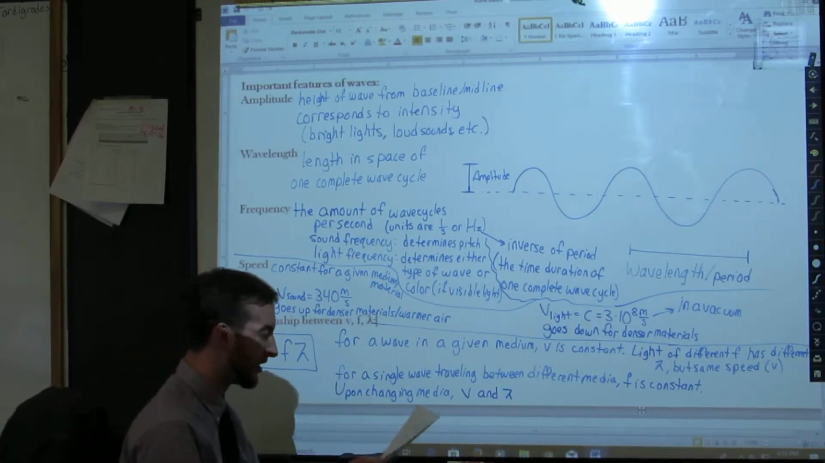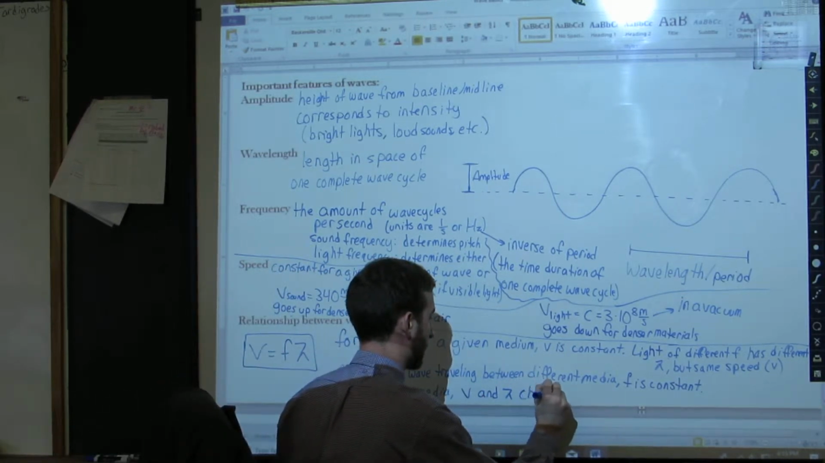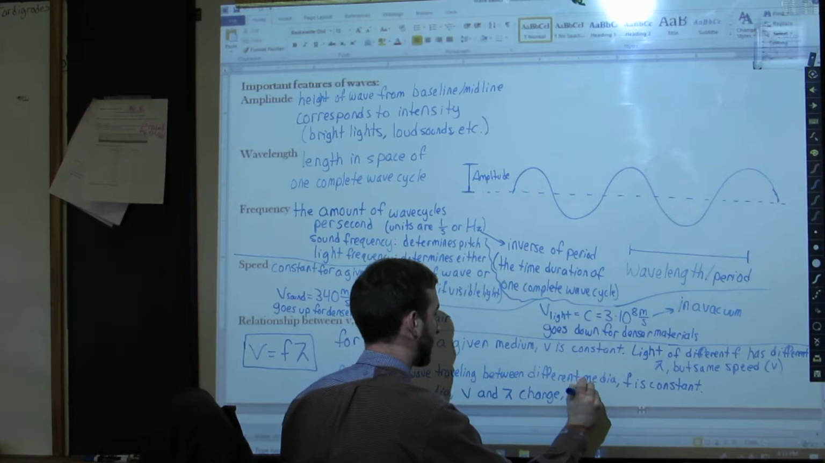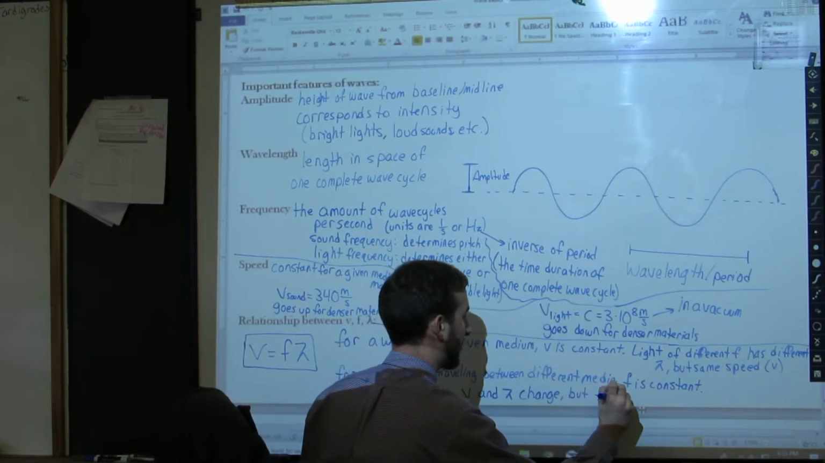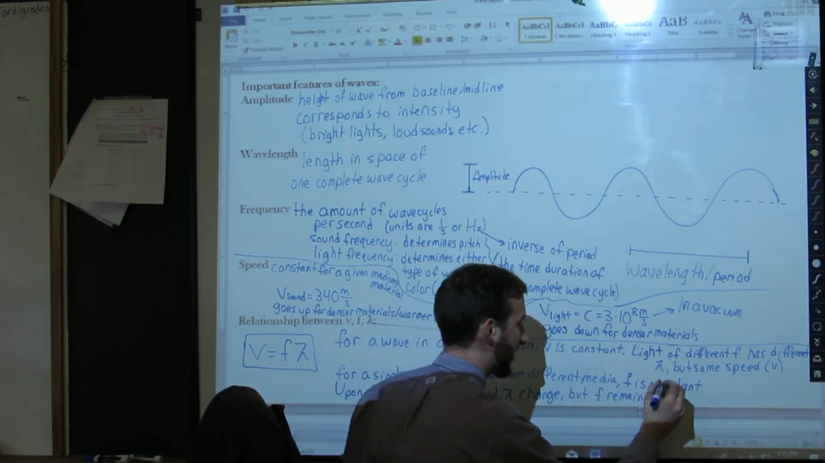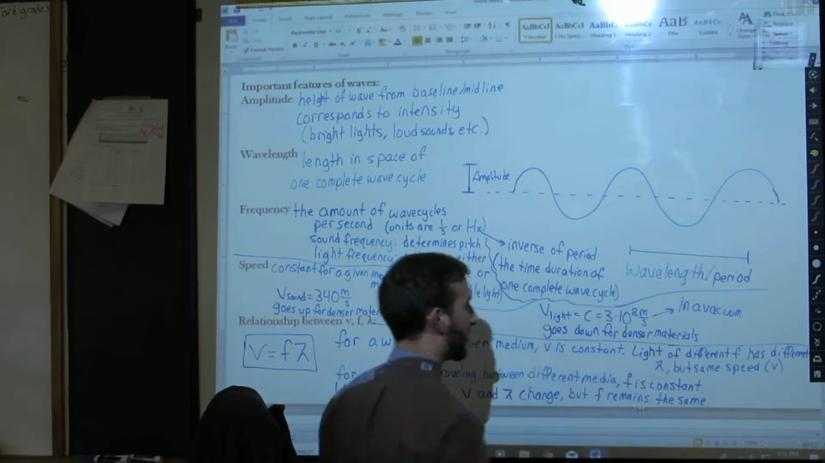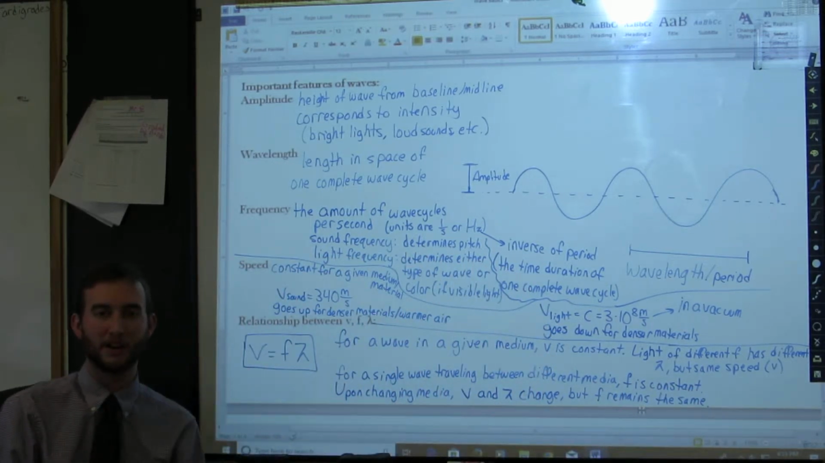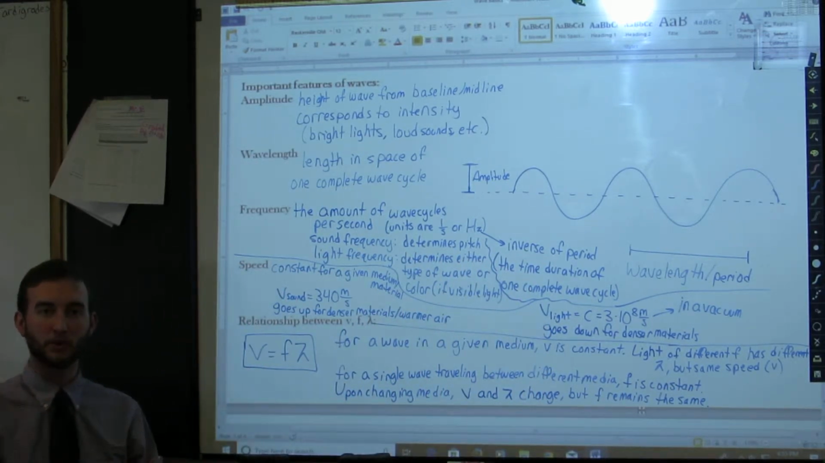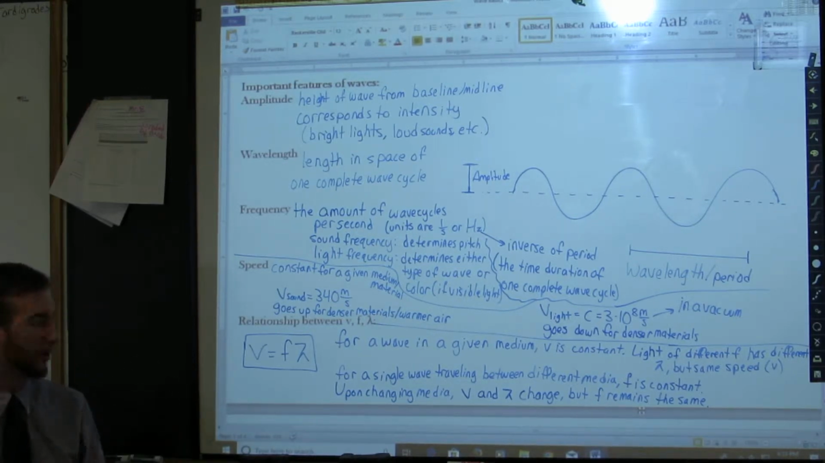Upon changing media, the speed and the wavelength change, but frequency remains the same. You have to keep these two cases straight in your head. Okay? Whether you have a given media or you have one beam of light going between different media. You have to keep those straight. Okay, sorry, that's a lot of writing.